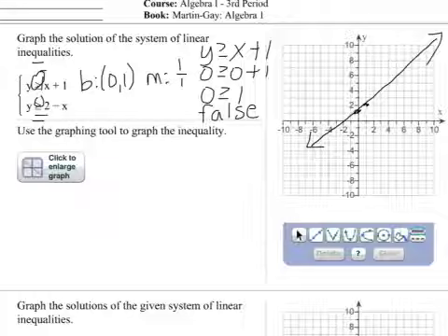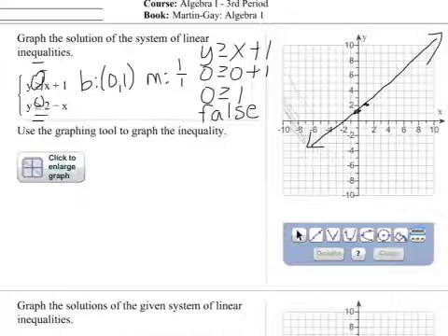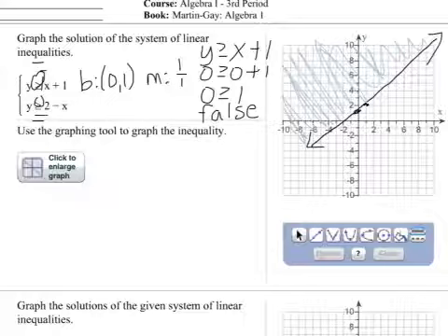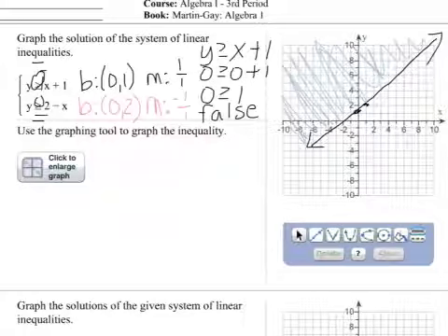That means I don't want to shade 0, 0. So that means since 0, 0 is below the line and I don't want to shade that, I'm going to shade up here above the line. Now I'm ready to graph my second line. On my second line, my y-intercept is 0, 2, and my slope is negative 1 over 1, since this number in front of x is negative 1. So I'll start on my y-intercept of 2, and then I'll go down 1 and over 1, and then I'll graph that line.